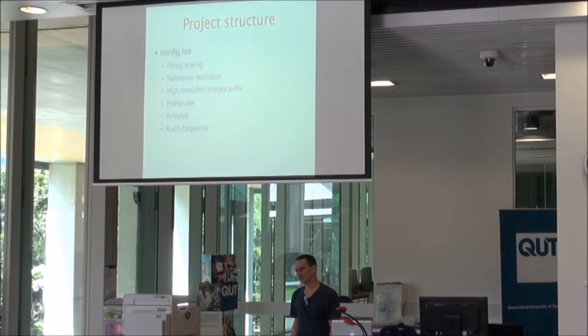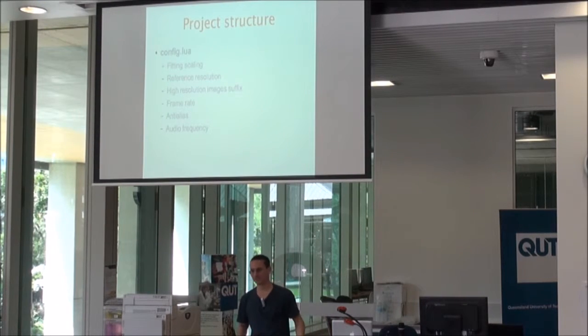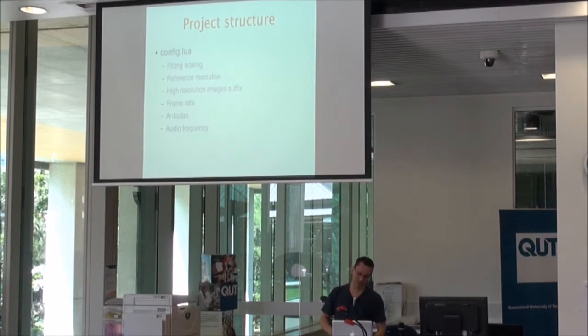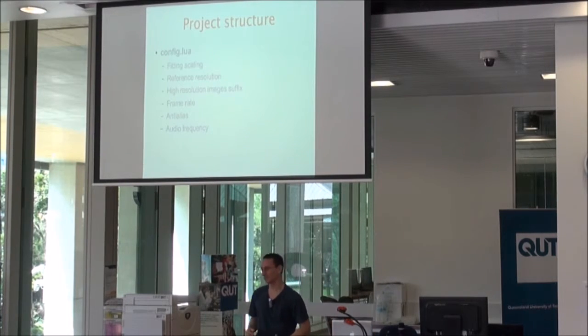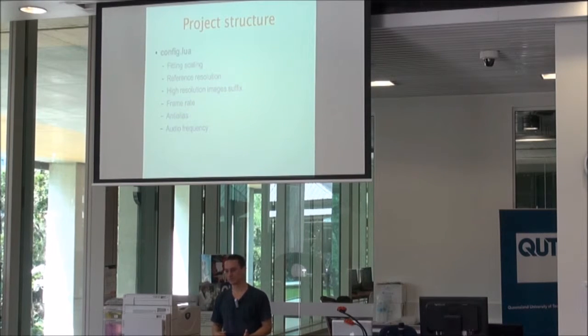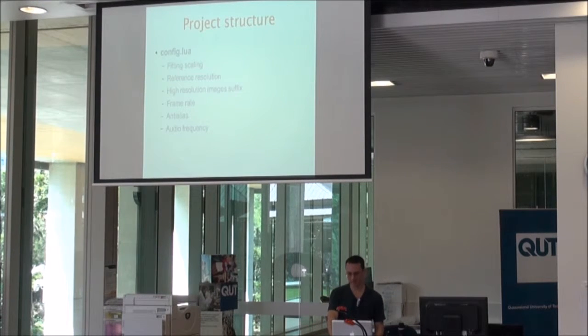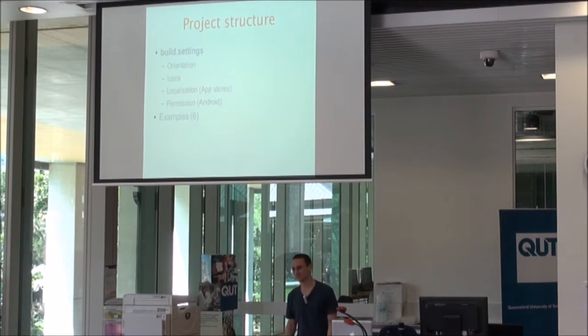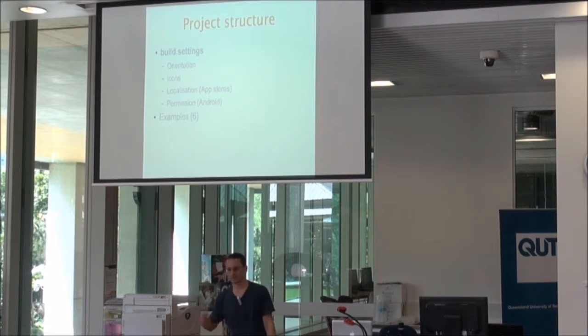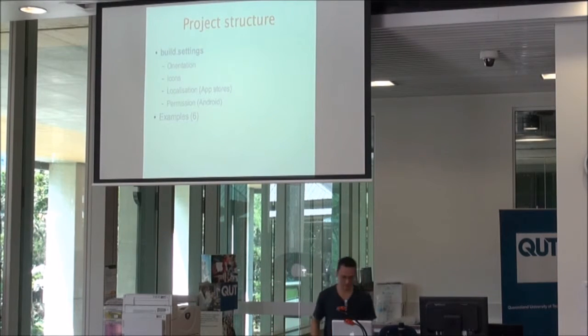You can also set up high resolution images. Here you can say what prefix or suffix those images will use, and then Corona automatically uses them. For the frame rate, you have two options: 30 frames per second and 60 frames per second. You can choose whether to use anti-aliasing and which audio frequency you want to use for your audio files. That enables you to optimize the game, because the lower the frequency, the better: less load on the device, less memory and less processing.